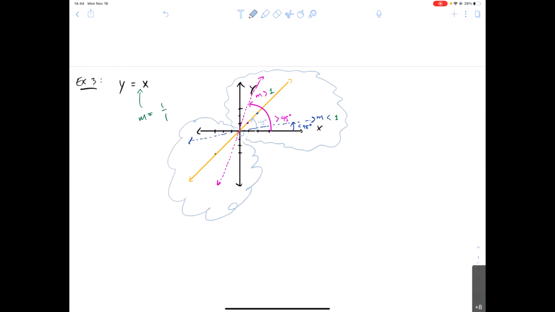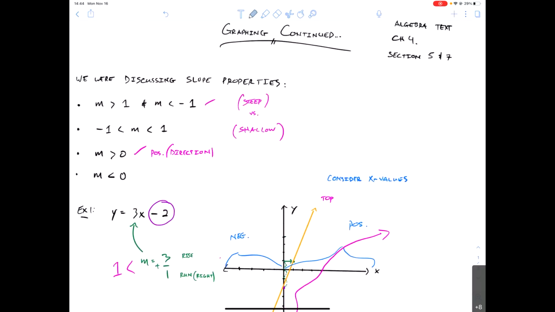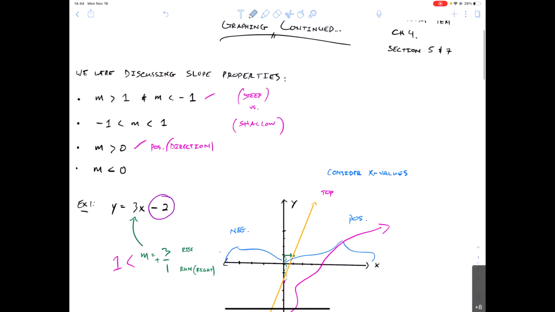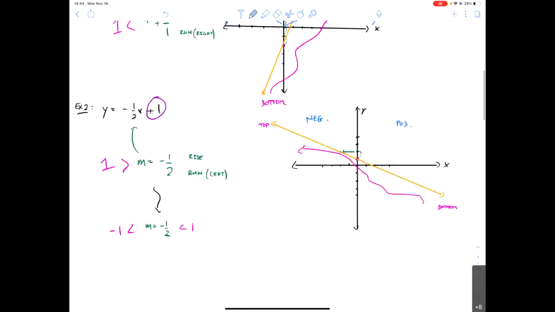Right? It's just a mirror of each other, just backwards, if you will. Well, maybe not exactly backwards, but it's mirrored, as you can see. That's why when I scroll back up here really quick, you can see that steep applies to slopes that are greater than 1 and less than -1 because they have the same properties when you're looking at either side of the graph. And same with shallow, same with the positive direction, same with the negative direction.